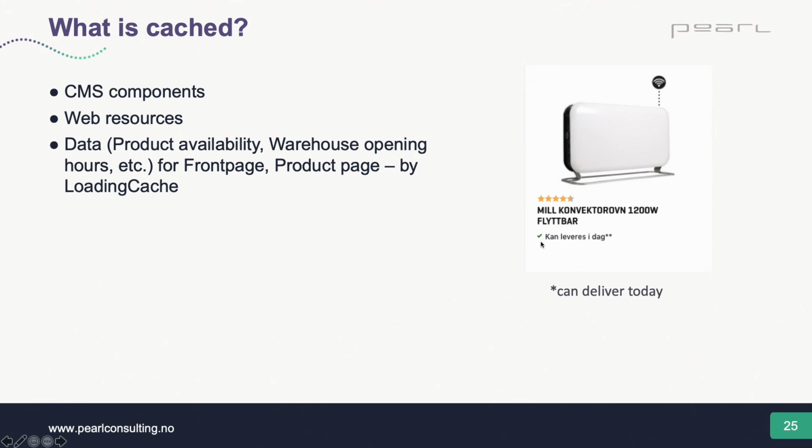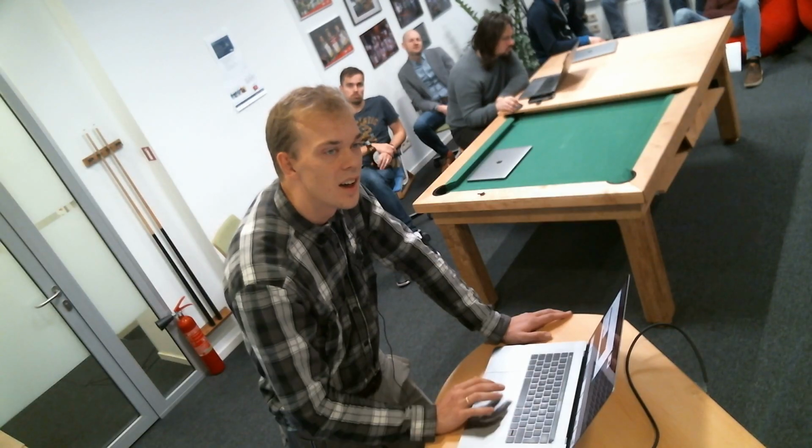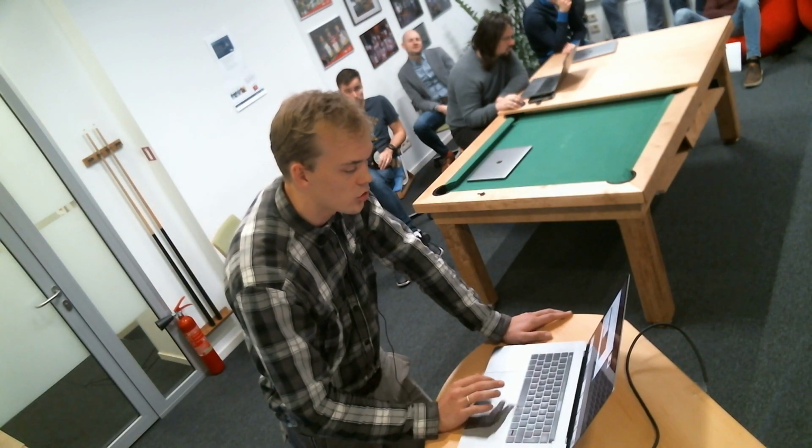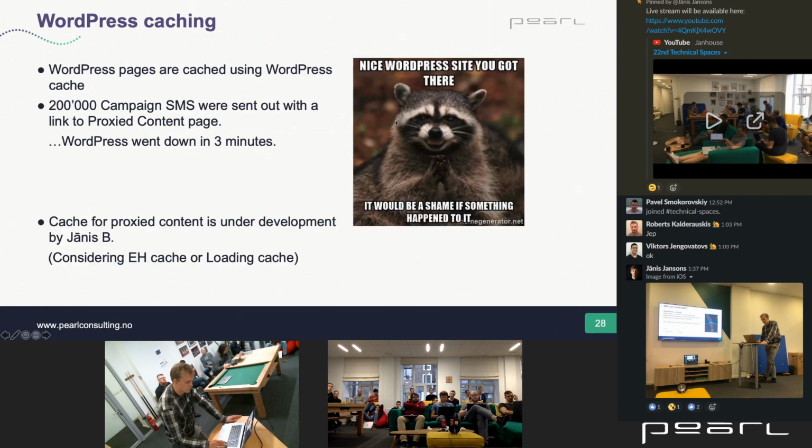For example, in this product card, the delivery options are cached based on the warehouse opening hours and the hour of the day. We have various different CMS cache keys, but that's nothing interesting. For example, one of the CMS components we're caching is the top menu. The cache is rebuilt each time there are changes in the component, the category structure, or based on time-based offers like campaigns or sales. It's basically whether the links are visible here or not.